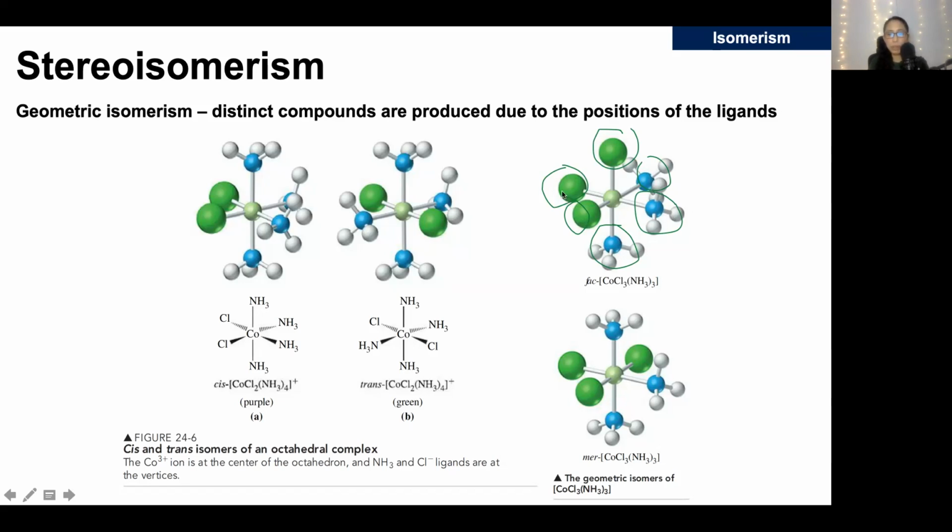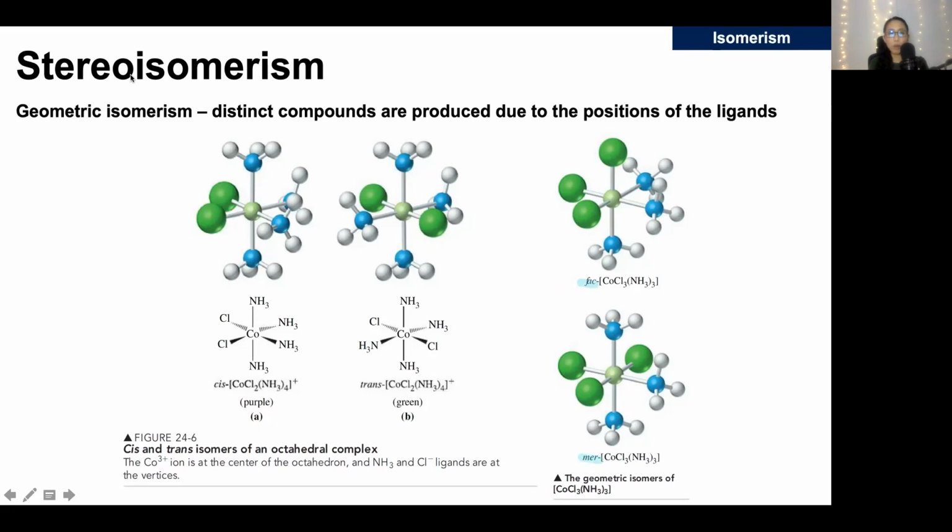So if we start with the cis isomer, your third chloride ligand can be placed in an axial position such as this one, or it can be placed in a meridial or equatorial position such as this one. So you create another pair of isomers, another pair of geometric isomers. So for this one, the prefixes that we use are the fac and the mer.